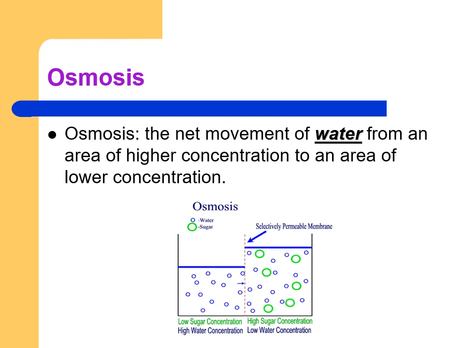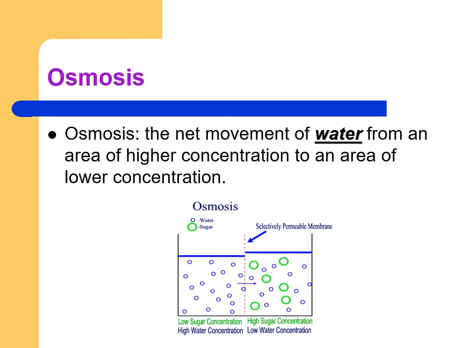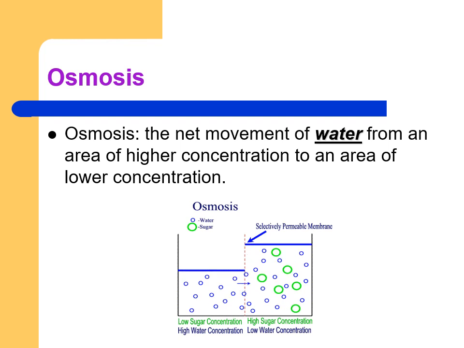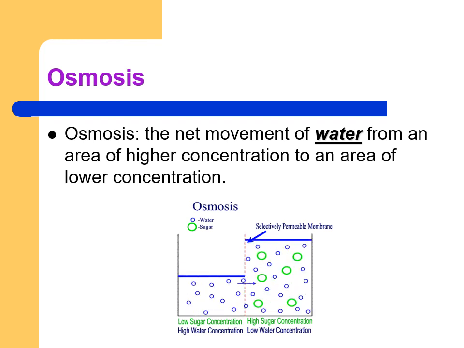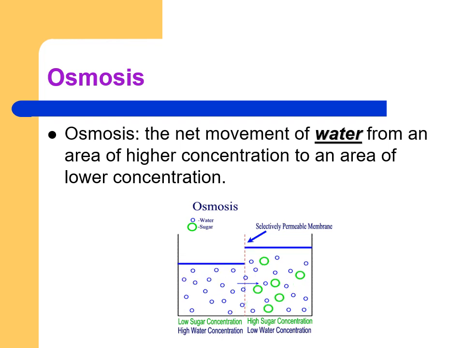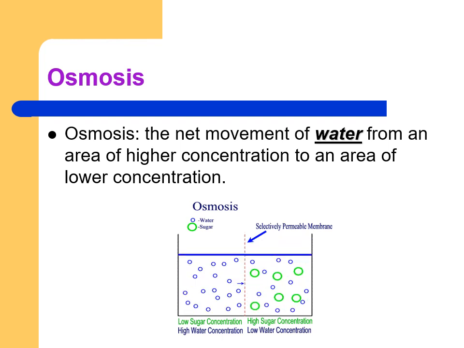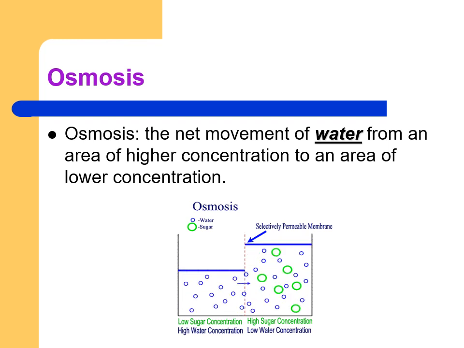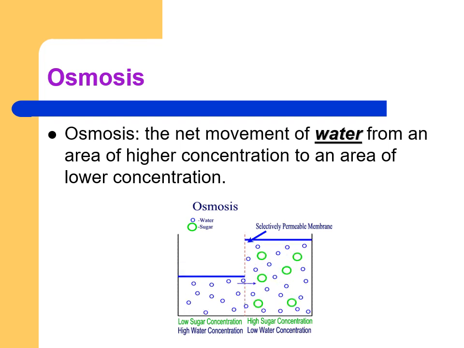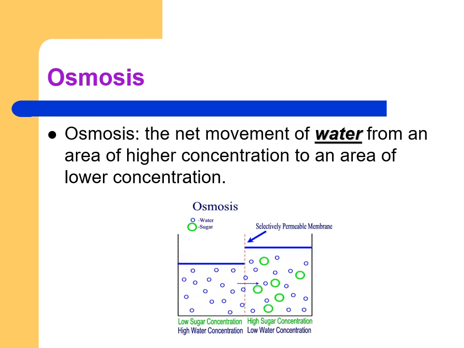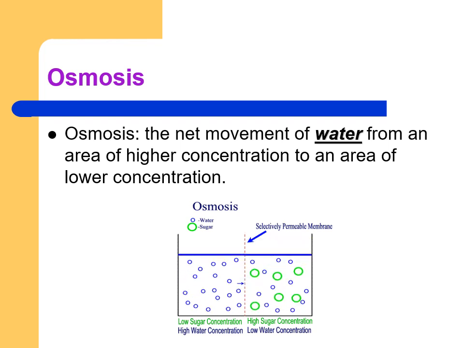Then we have osmosis. Osmosis is the net movement of water from an area of high concentration to an area of low concentration. The only difference between osmosis and diffusion is small molecules, and osmosis is specific to water. And you may have seen an old movie called Osmosis Jones. Osmosis Jones was blue colored because he was water.